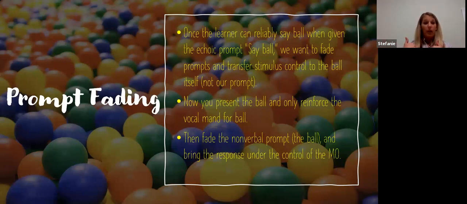Now we want to fade the echoic. We can just present the ball and give them that visual cue, then pause and wait for it. We want them to say "ball," to mand for the ball. We are trying to fade the support and have them mand using their MO. Assuming that the MO is high for the ball, we want to transfer the stimulus control from our prompt to the item itself.